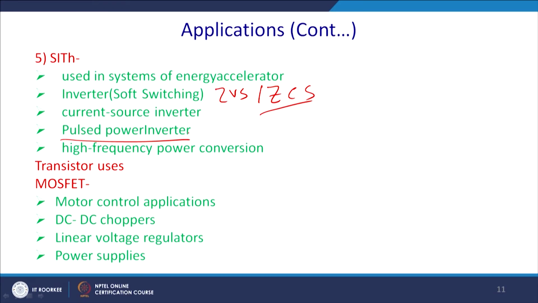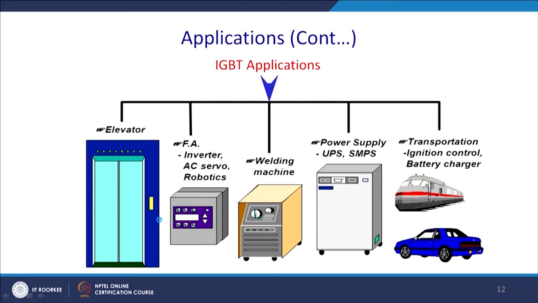Now, let us come to the MOSFETs. MOSFET is used for high frequency low power drives, motor control applications. There are DC choppers, linear voltage regulators, power supplies, etc. So, you can see that these are the different applications of the IGBT. I have seen that IGBT fits into day to day applications quite well. So, we have a modern elevator that has an adjustable speed drive, and these are run by IGBTs.